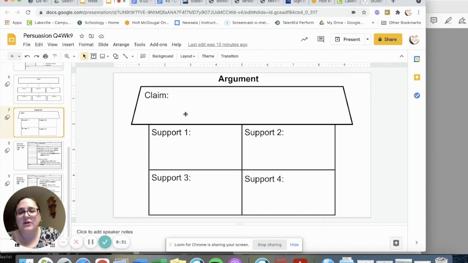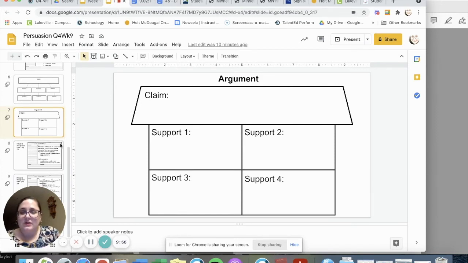Here's another way to look at it. You could see it as having a claim here, and you're building a house. You have 1 support, 2 support, 3 support, 4 support. So in this instance, we have 4 supports in place. So you can think of it as building a house. The claim is only the roof. You have to have all of the supports underneath it to make that claim stand. All right.